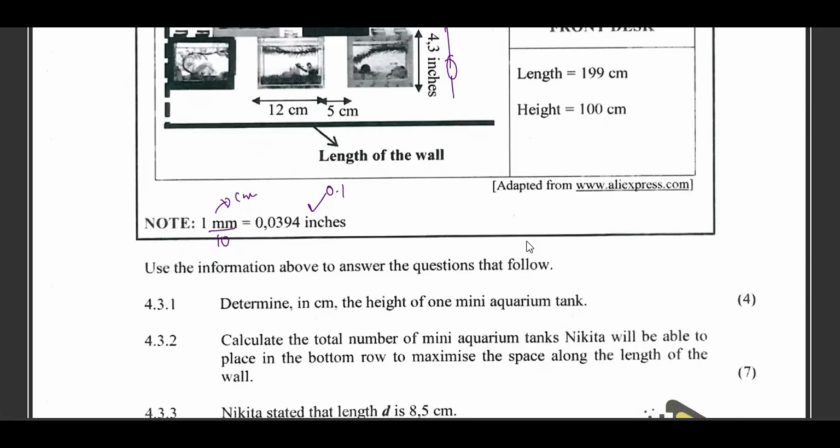Okay, so they're asking us to determine the height in centimeters. So ask yourself, if 1 millimeter is equivalent to 0.0394 inches, and you have 4.3 inches, what will you end up doing? We shall cross multiply. So this became 43 divided by 0.0394.